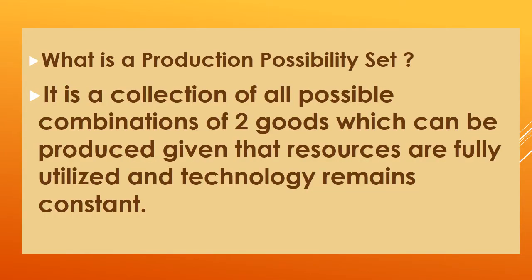What is a production possibility set? Now when you see or hear the word set, I want you to keep in your mind the word collection. So what is a production possibility set? It is a collection of all possible combinations of two goods which can be produced, given that resources are fully utilized and technology remains constant. In the next slide, you will see this production possibility set in the form of a table. So let me take you to the next slide.